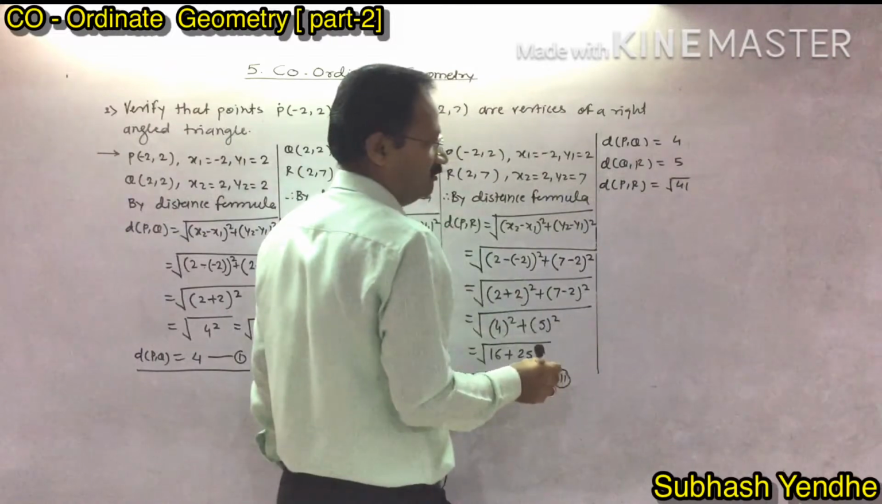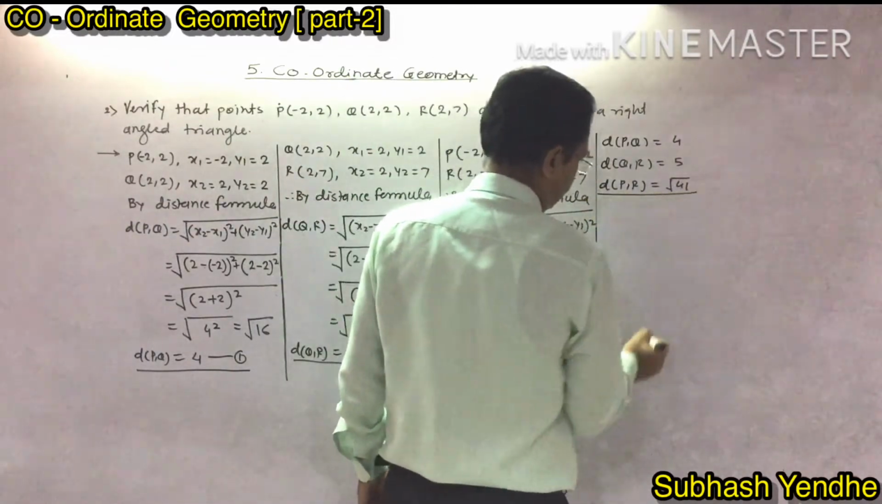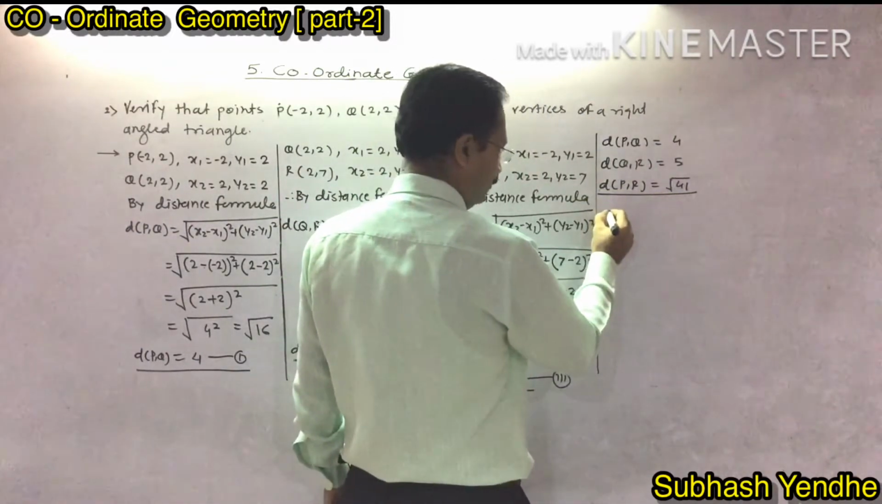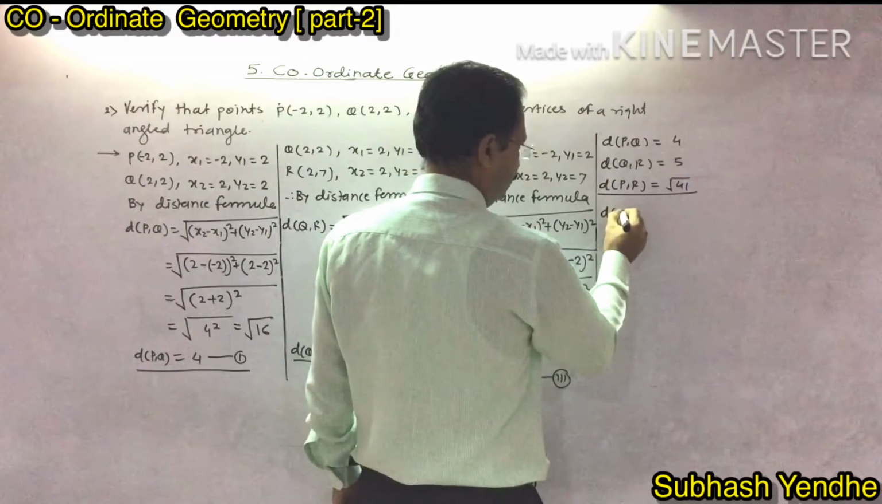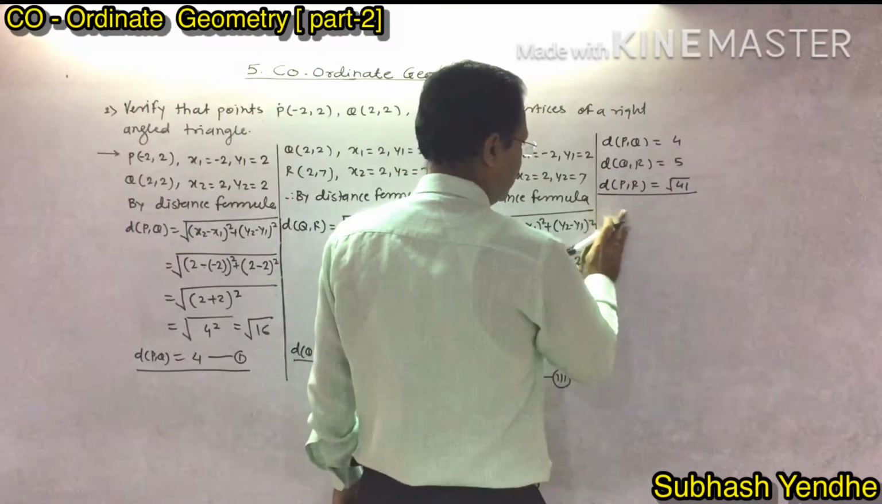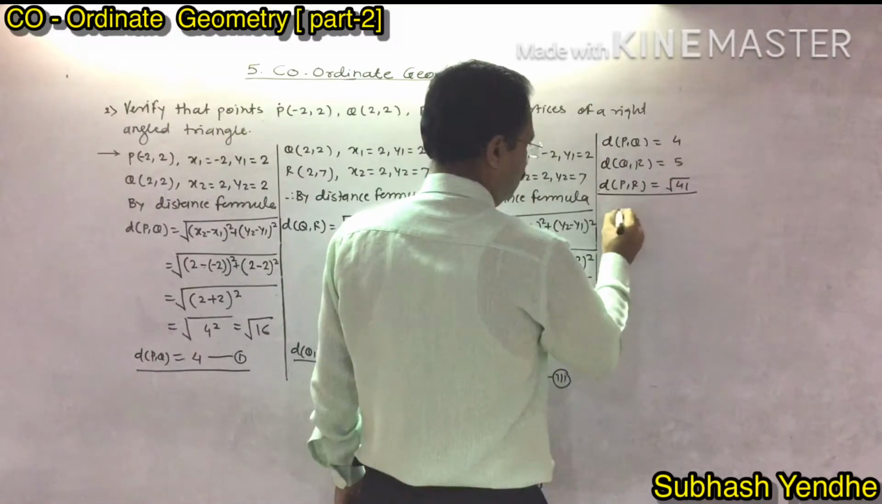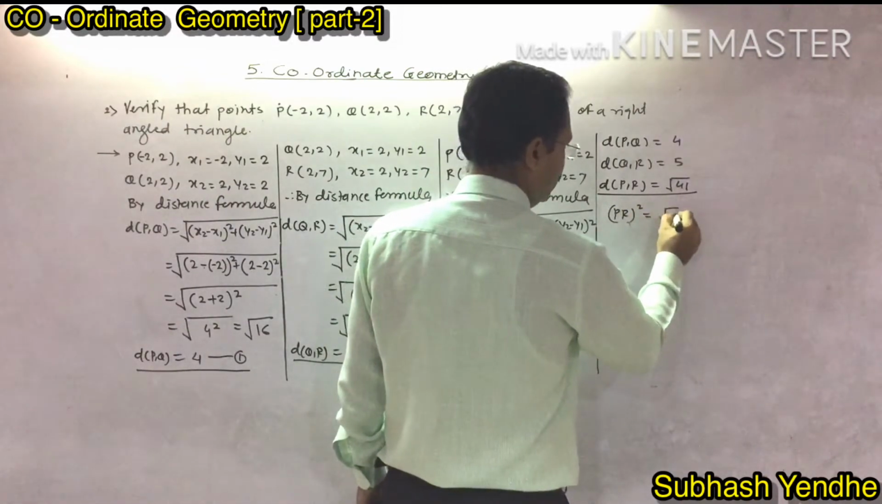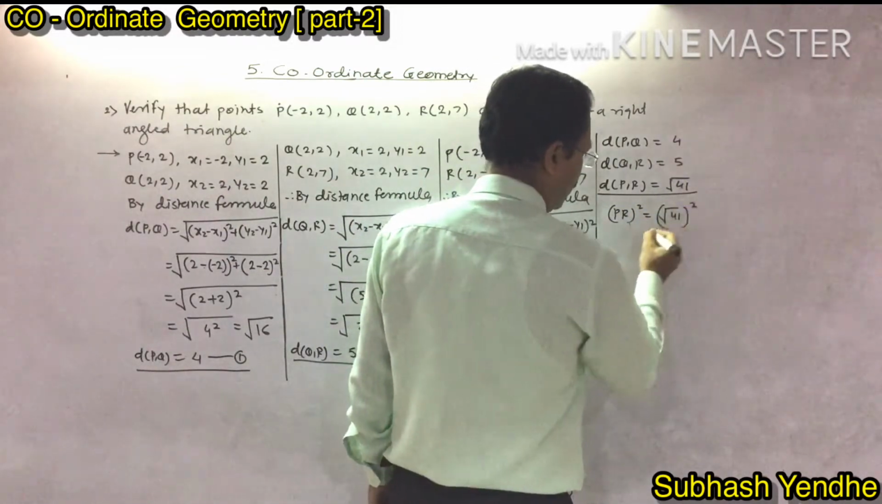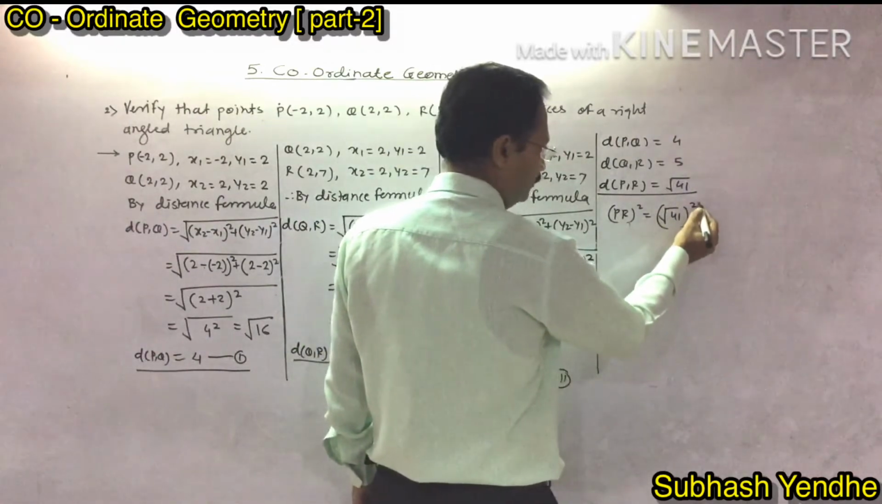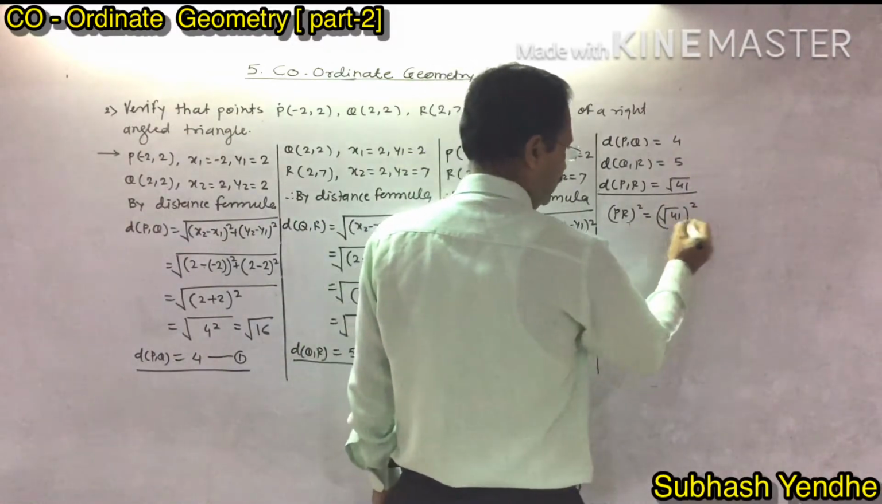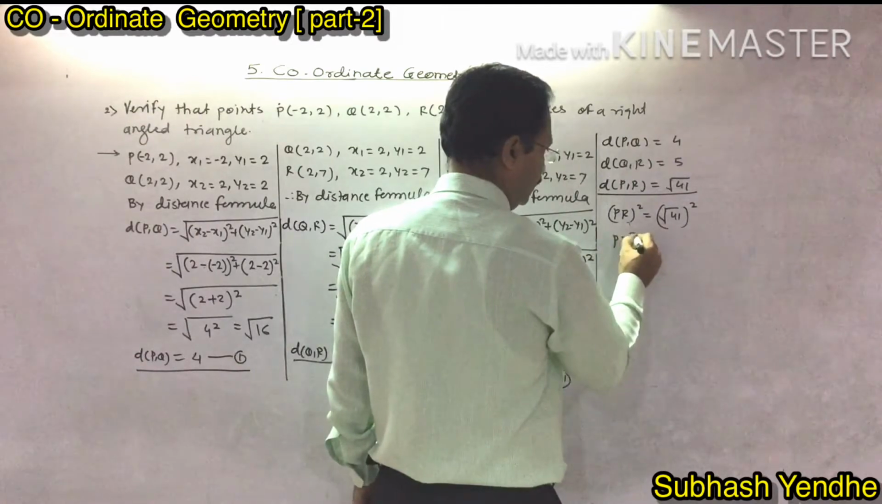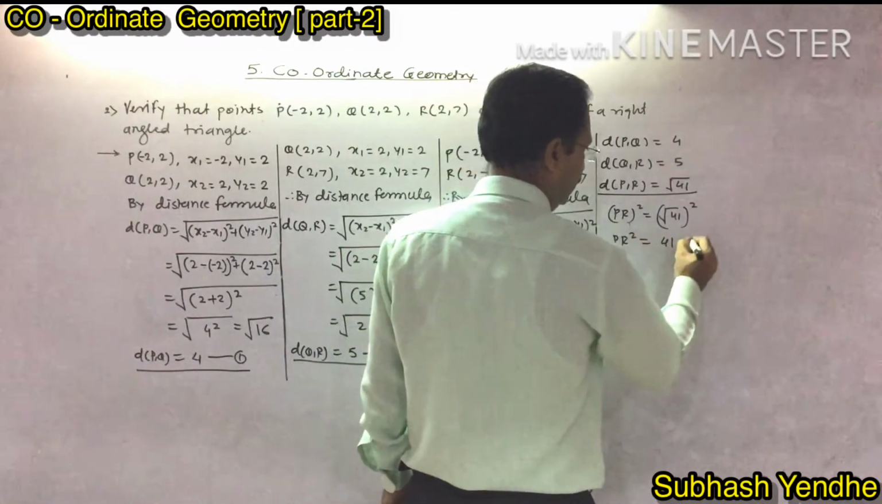So which is the larger one? This is the larger one. So you have to make a square of this one first. Distance PR square equals root 41 square. If I do the square of this one, the square and root will be cancelled. So PR square you will get 41. Give the number 4.